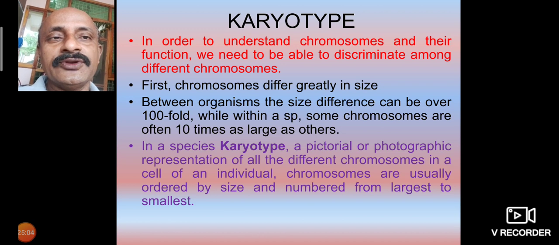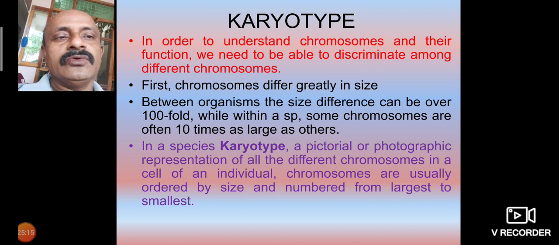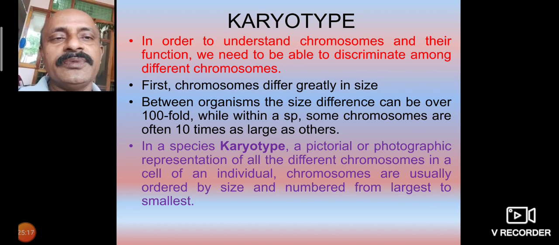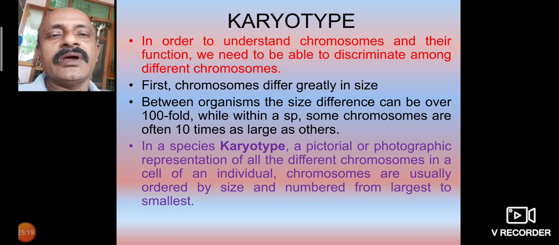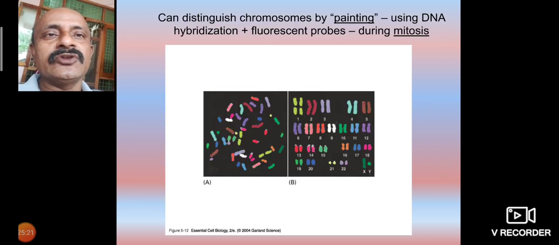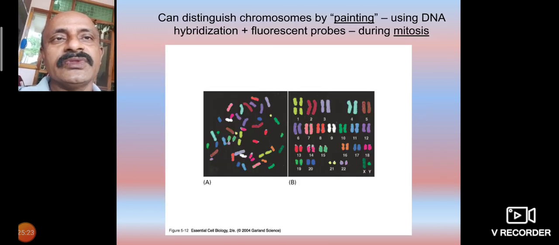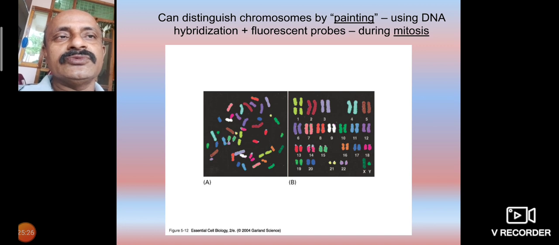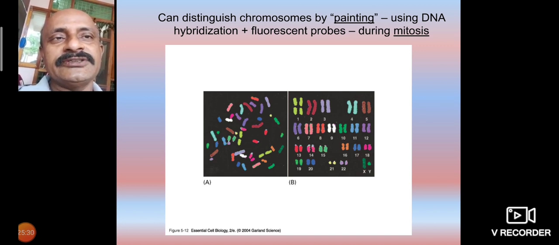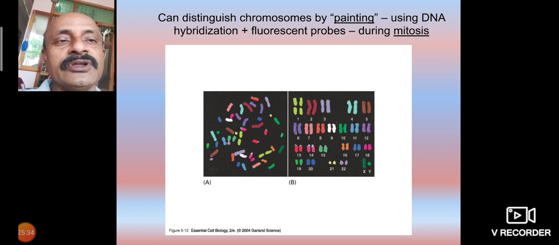A karyotype is a pictorial or photographic representation of all the different chromosomes in a cell of an individual of a species. Chromosomes are usually ordered by size and number from longest to smallest. That is called a karyotype. We can also distinguish chromosomes by painting, using DNA hybridization plus fluorescent probes during metaphase.